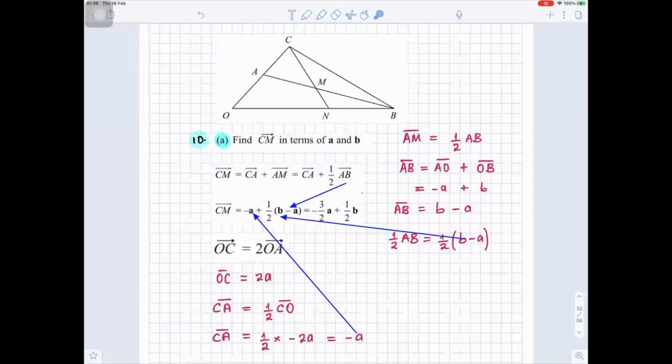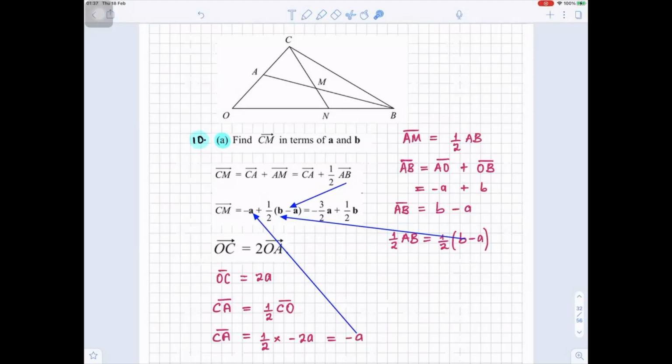So this is the diagram of what it looks like, and we want to find CM. CM is the same as CA plus AM. But AM is the same as half of AB. So now we know what CA is.